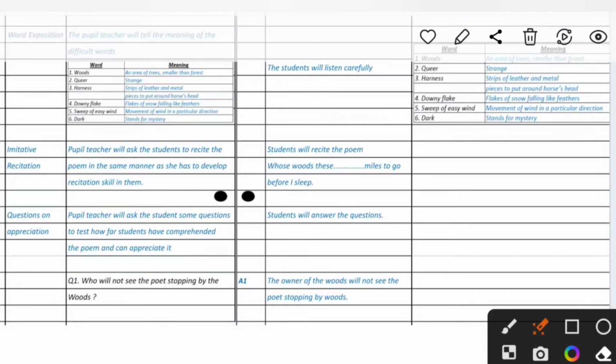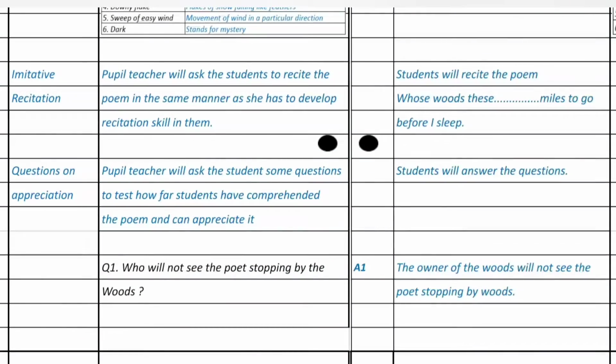Now the sixth teaching point will be questions on appreciation. So here in the pupil teacher's activity column, we'll write the pupil teacher will ask the students some questions to test how far students have comprehended the poem and can appreciate it. And here the pupil teacher will ask some questions from the students. So for this poem, the first question can be, who will not see the poet stopping by the woods?